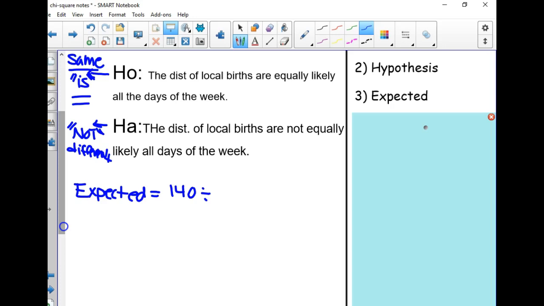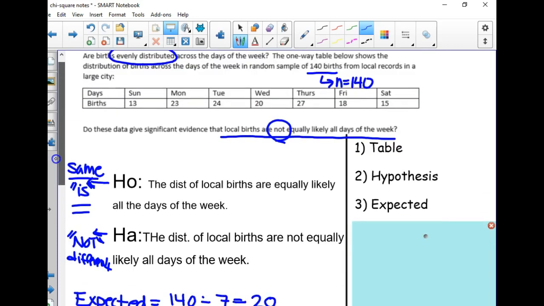Back to the expected, I'm going to take 140 because that's my sample size. I'm going to divide by the number of categories. I'm dealing with the days of the week. How many days a week are there? 7. So it's going to be what? 20. What should happen if they're equally distributed? I should have 20 births a day. Okay? I'm going to write that up here.